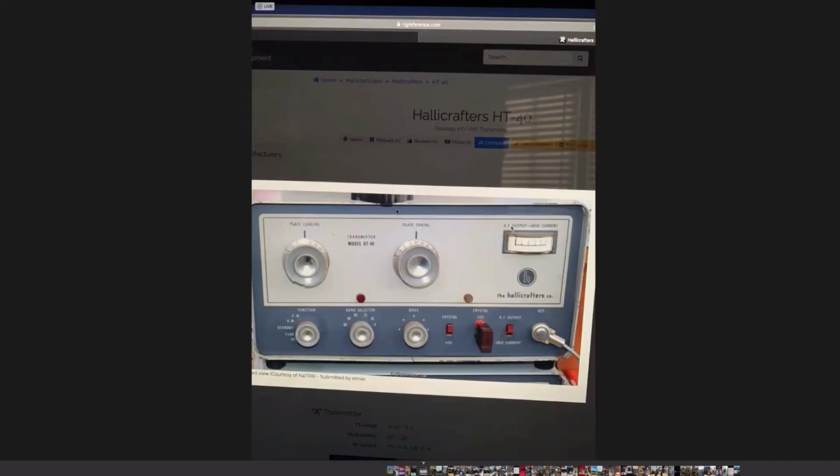This is my first key. I still have it. It's a J37. And the J38 were pretty common. Here's a picture of my first transmitter. I don't have it anymore. I had three crystals for 40 meters, and it was CW only. And for your novice license, you couldn't have a VFO. And this was either a kit or a pre-assembled, pretty simple transmitter.